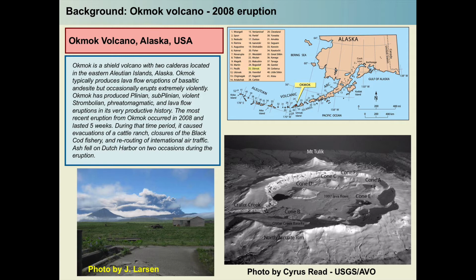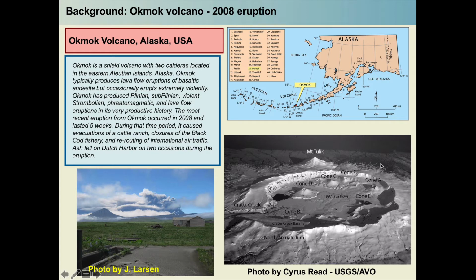The most recent eruption from Okmok occurred in 2008, and it lasted for 5 weeks. It was completely explosive. It produced a lot of ash. It did not produce any lava. So during that 5-week period, it caused evacuations of the cattle ranch, closures of the black cod fishery in the Bering Sea, rerouting of international air traffic, and isolation of Nikolsky village for over a month. So ash fell on Dutch Harbor on 2 occasions during this eruption. So it was actually an impactful eruption. So this photo in the lower left is one that I took from the cattle ranch during that eruption. You can see the ash cloud cranking out over the caldera, putting ash down over the Nikolsky village area to the southwest.